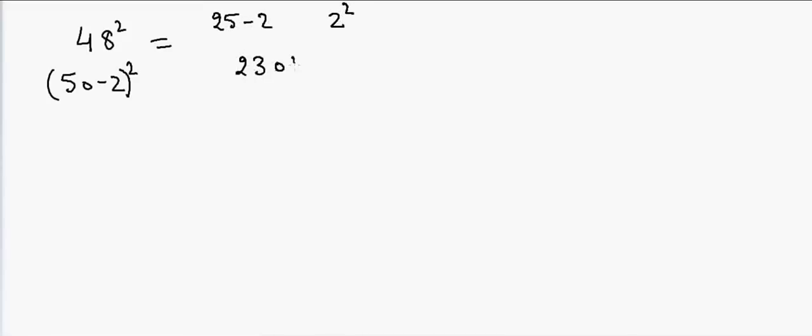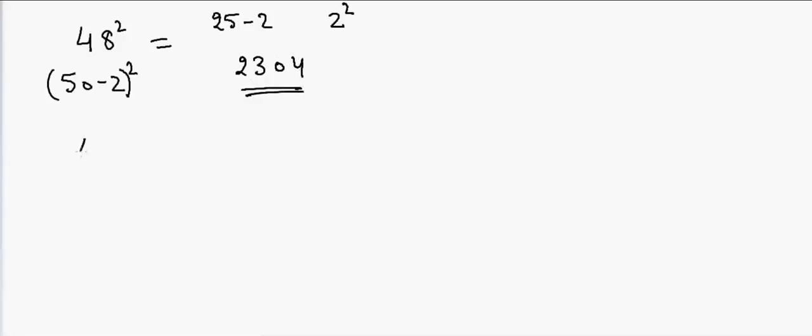Hi everyone, in this video we'll talk about some quick tricks which can be used for faster calculation without using a calculator. First we'll start with the numbers which are close to 50, if you want to take a square of those numbers. For example, if we have 48 square, how will we calculate this number? If you look at 48, it is close to 50, so it is 50 minus 2 square. In this case we'll subtract 2 from 25 and then we'll do 2 square, so the answer will be equal to 2304.